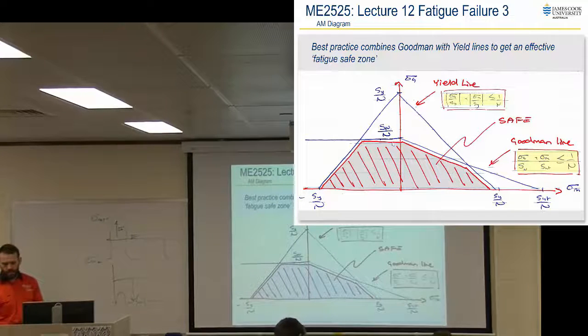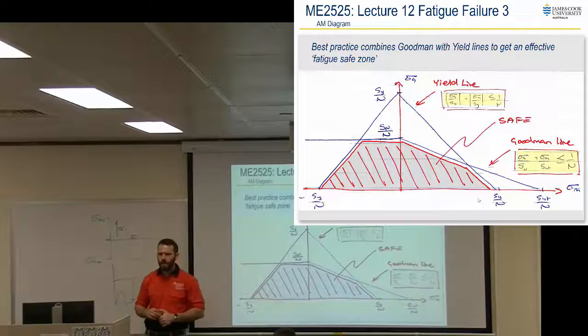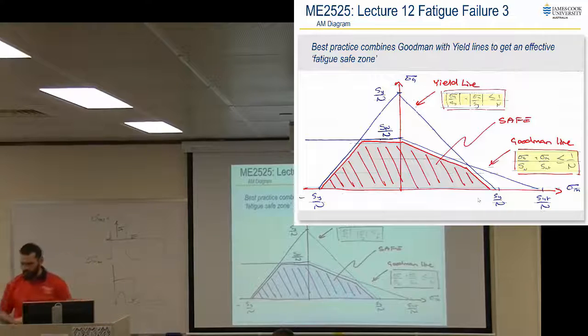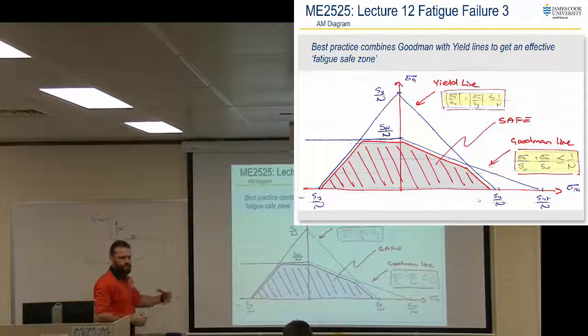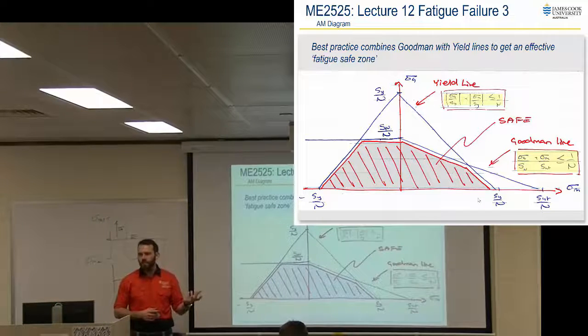We just say under SN for compressive and to the right of SY for compressive, and we need to stay under the Goodman line, and we need to stay under the yield line over there on the right for tensile mean stress. And this is what we do. This is exactly what we do. For every calculation, now that last step, instead of just taking your von Mises stress and comparing it to SN, now what you need to do is calculate a sigma A and a sigma M value, and you compare it to the Goodman line, and you compare it to the yield line. And both those equations give you N, if N is what you're looking for.